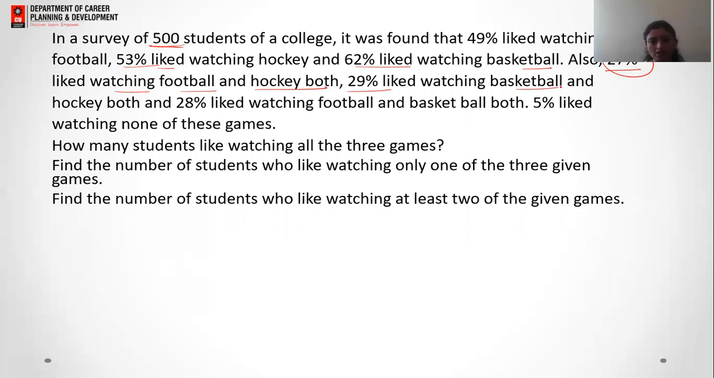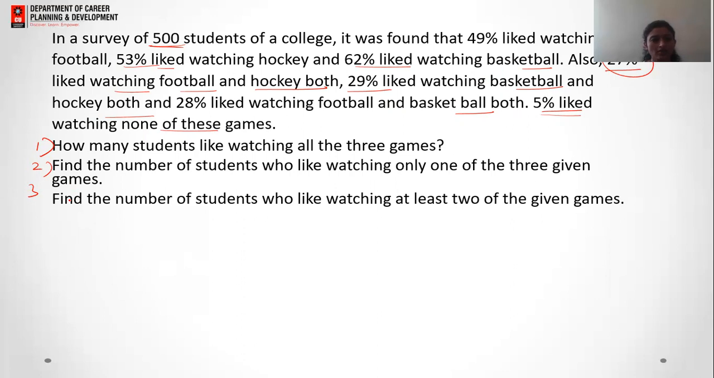29% like watching basketball and hockey both, and 28% like watching football and basketball both. 5% like watching none of these games. So first we have to find how many students like watching all the three games.